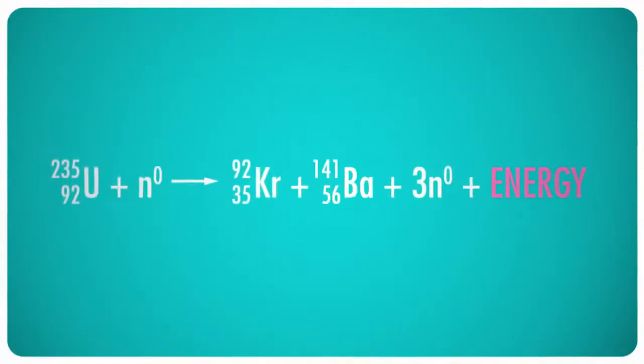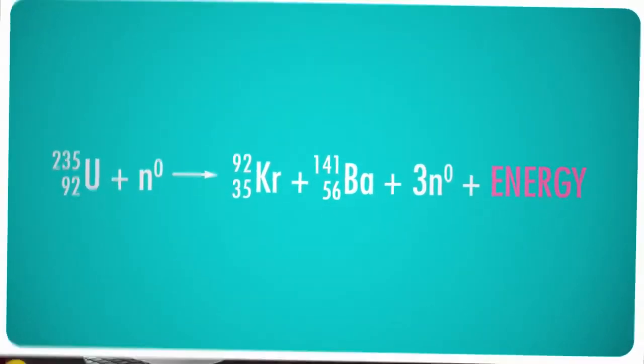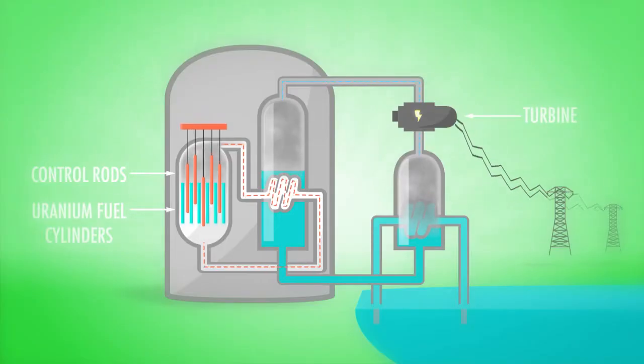One such reaction produces krypton-92. Yes, krypton is a real thing, along with barium-141, 3 free neutrons, and lots of energy. This energy is released mainly as the kinetic energy of the escaping particles, which is immediately transferred to the surroundings as heat. Some energy is also released in the form of electromagnetic radiation, such as visible light, X-rays, and gamma radiation. Nuclear power plants use the energy released by these reactions to convert water to steam, which then is passed through turbines, spinning a generator, powering cities and stuff.